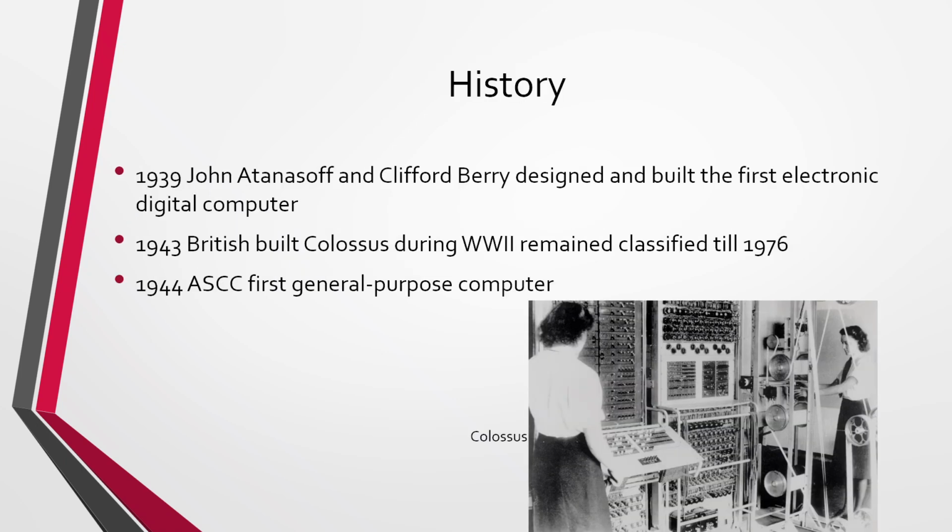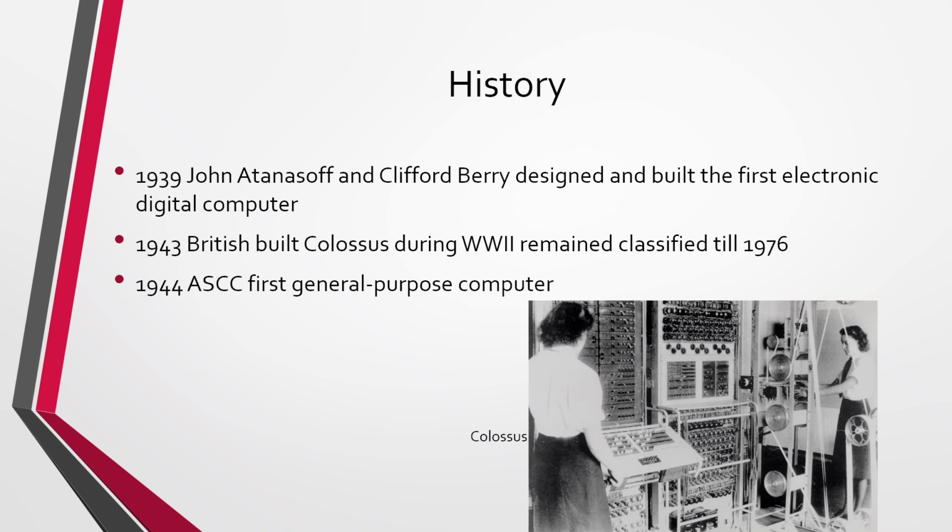In 1939, John Atanasoff and Clifford Berry designed and built the first electronic digital computer. So 1939 was the first digital computer, whereas the Turing machine was mechanical, and electronic, but not necessarily digital. Later we'll talk about the difference between digital and analog.